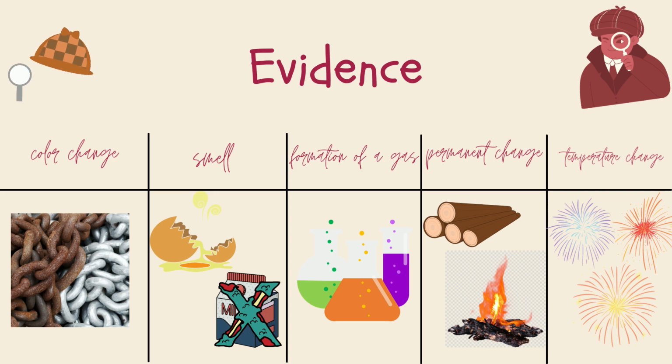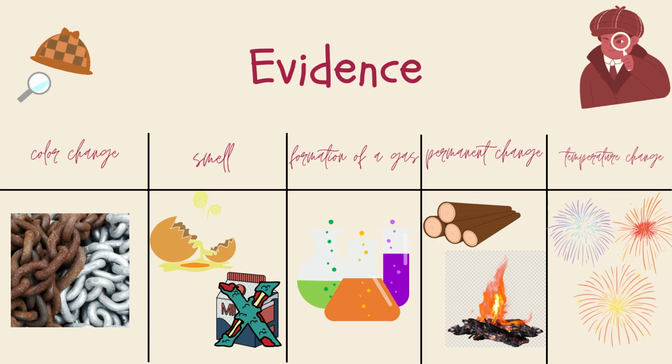Color change. We have here an example of rusted metal. When metal rusts, it turns brown, and the metal itself has a metallic silver color. So there's a huge difference between the two colors. It's very noticeable, as you can see here in the picture.